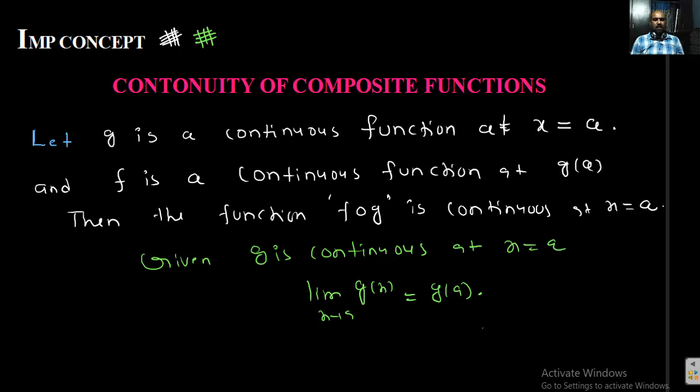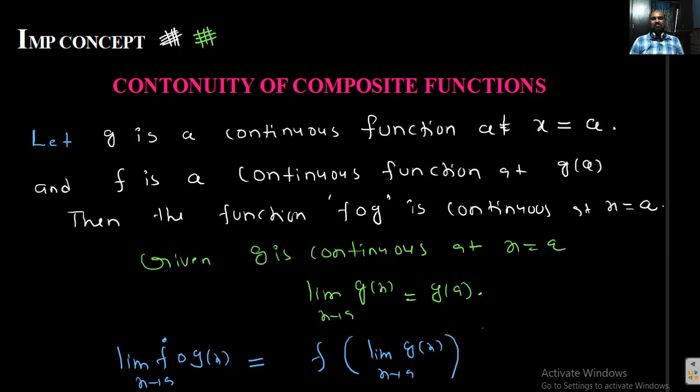Okay. Now what I am doing, students, listen. Limiting value of f circle g of x as x tends to a, I want to find this. Already you know that f is a continuous function, clearly given here. That's why I can write f of limiting value of g of x as x tends to a, that is f of g of a only. What is the meaning of that? This is nothing but f circle g of a.